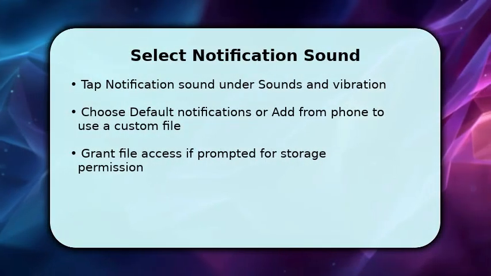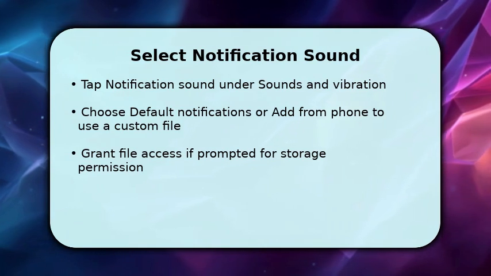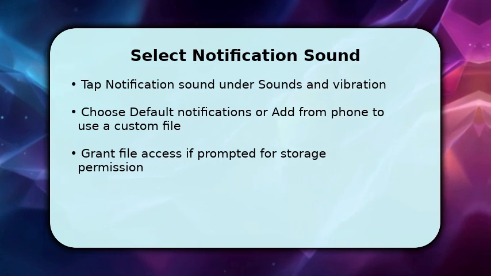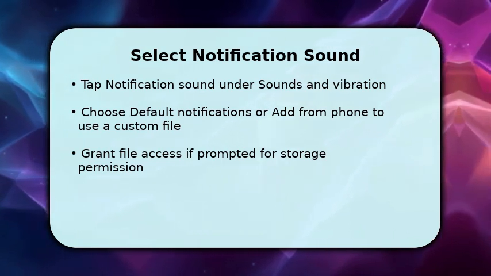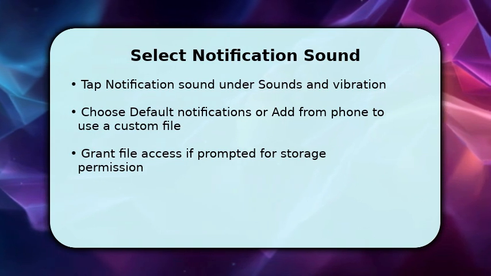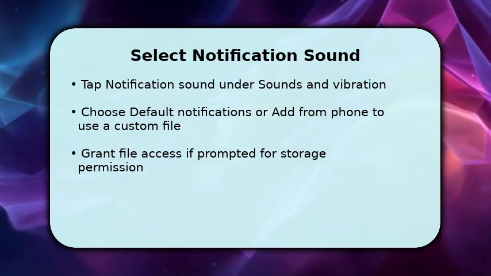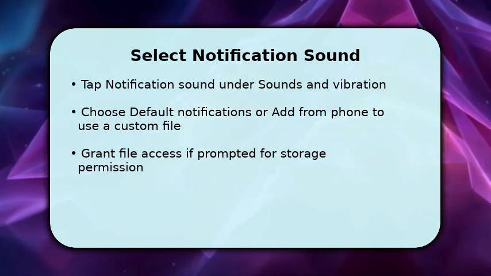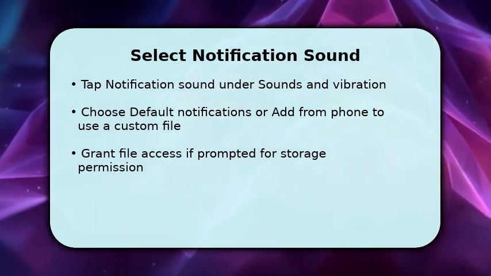Now you'll select the notification sound. Tap notification sound, you'll see system tones and an option to add from phone. Choose add from phone to pick your MP3 or OGG in downloads. This lets you use a personal tone instead of a stock sound. When prompted, grant the files or storage permission so the picker can read the audio.